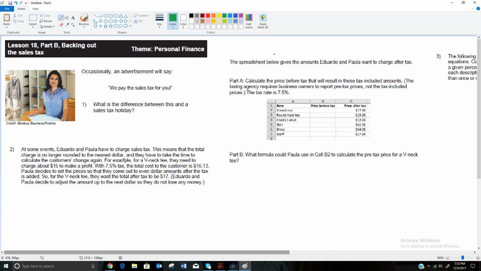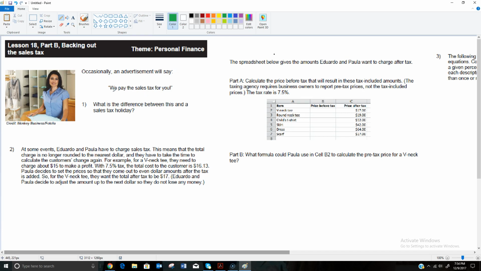So in part B, we're going to look at sales tax. Rather than markups and discounts, we're going to look at the actual sales tax. Sometimes in an advertisement, you'll see, we pay the sales tax for you. What's the difference between this and a sales tax holiday? It seems like the same. It's like, well, it means I don't have to pay tax. Wouldn't that just be the same thing?